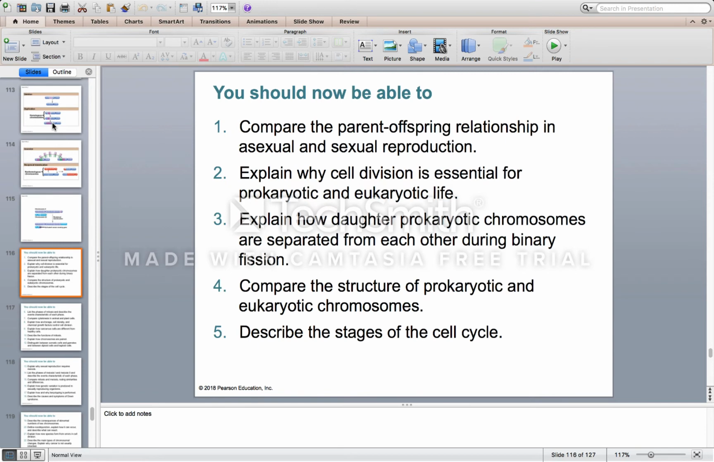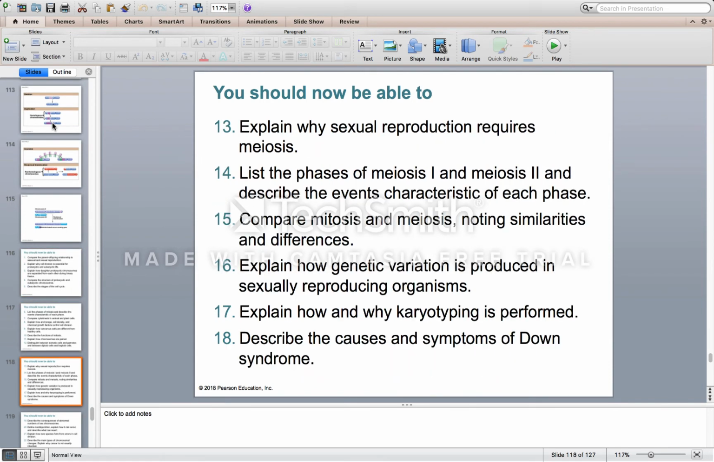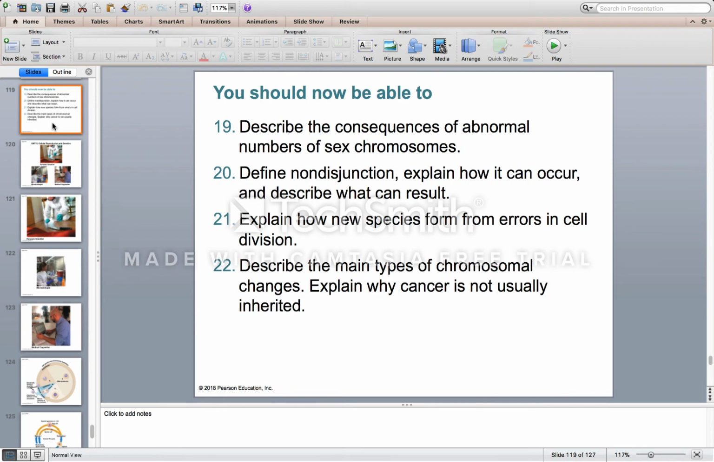So here's some last minute things you guys should be able to do. Compare parent-offspring relationship in sexual and asexual reproduction. Explain why cell division is essential for both prokaryotic and eukaryotic cells. And then again, just go through all of them. Be able to explain that. That should be one way for you to know that chapter 8 is done.